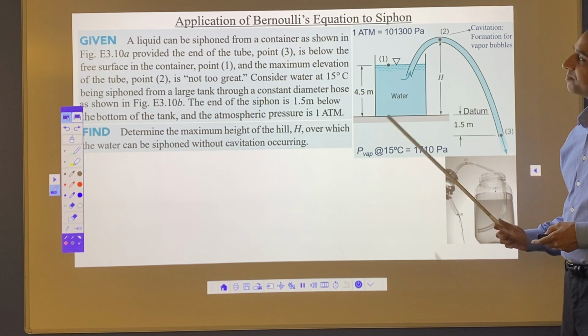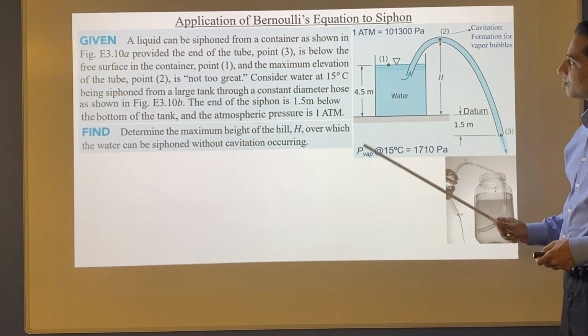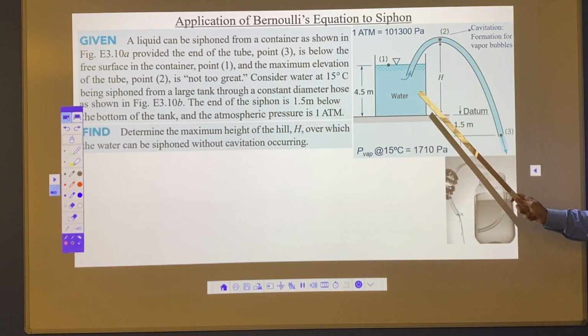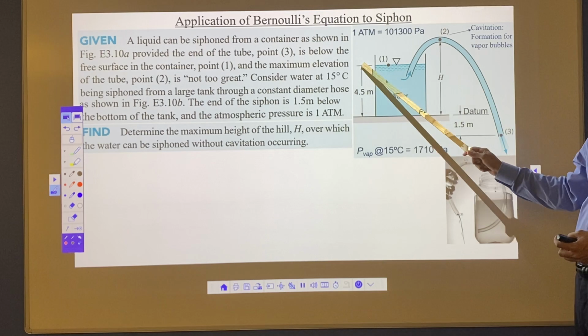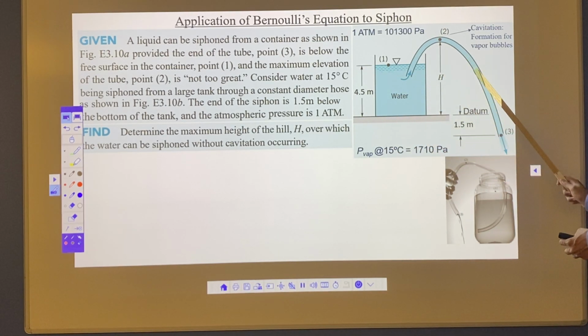So here we have a problem. This one is a solved problem from the book. What's happening in this problem? A liquid can be siphoned from a container. So we have this container here, or a large tank, let's say. It's 4.5 meters in height. And then here we have a tube going through at this point here. And what we have to do is calculate the maximum possible height, in this case without cavitation.